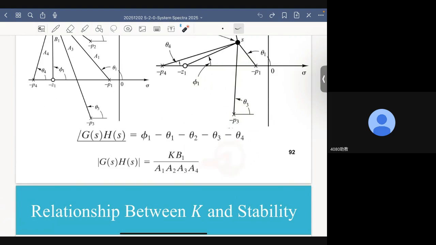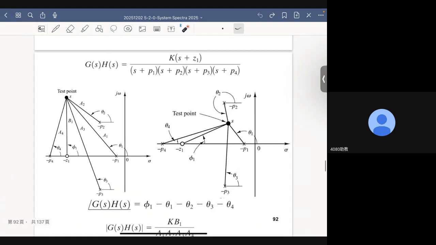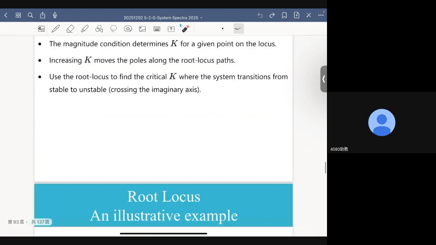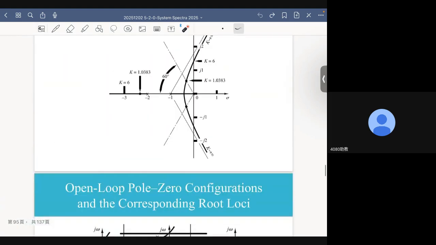So this is the basis of the method that we used to determine the trajectory of the pole. That is to determine the root locus. Okay. After understanding this idea, okay.